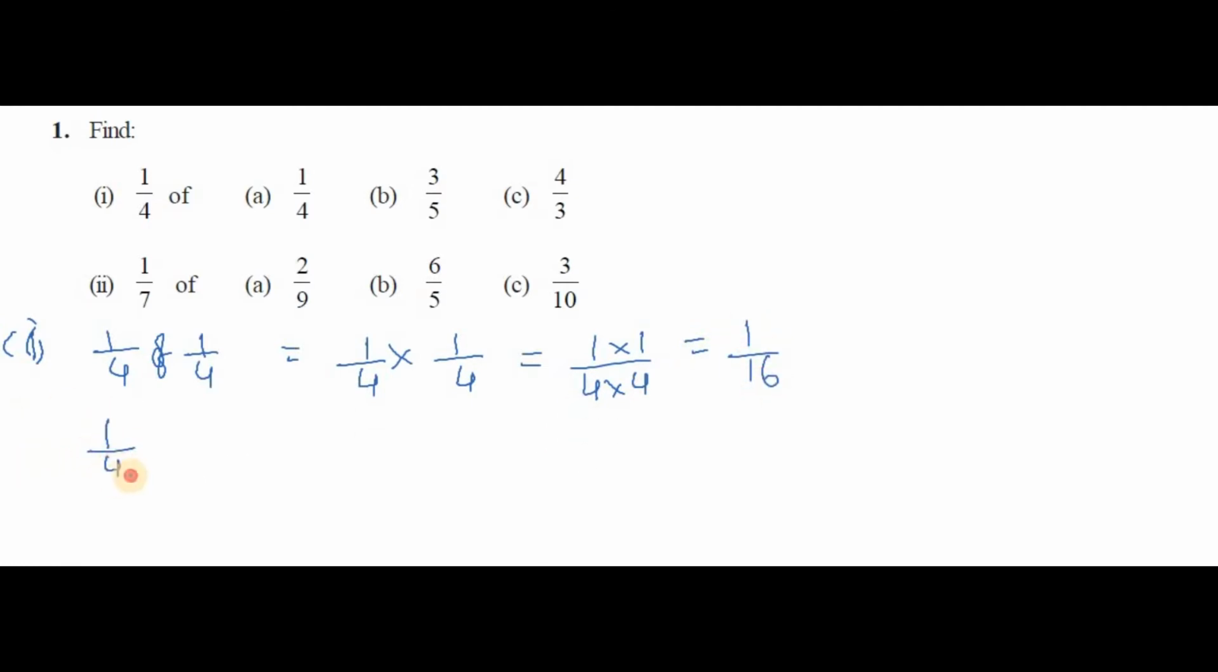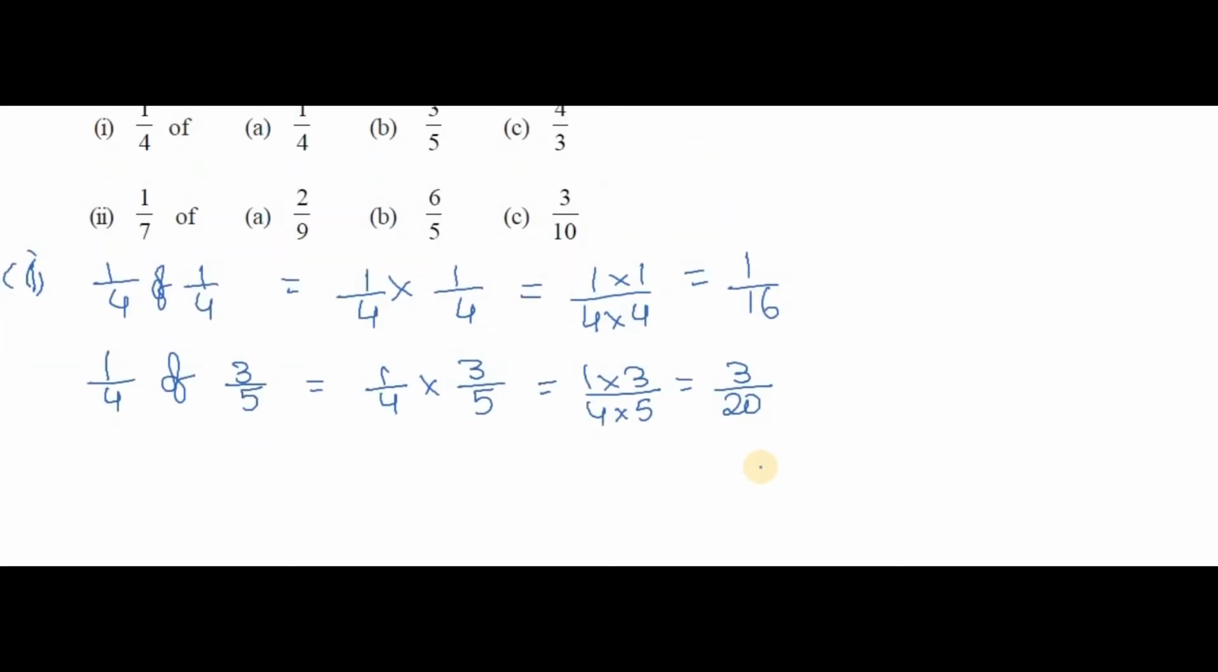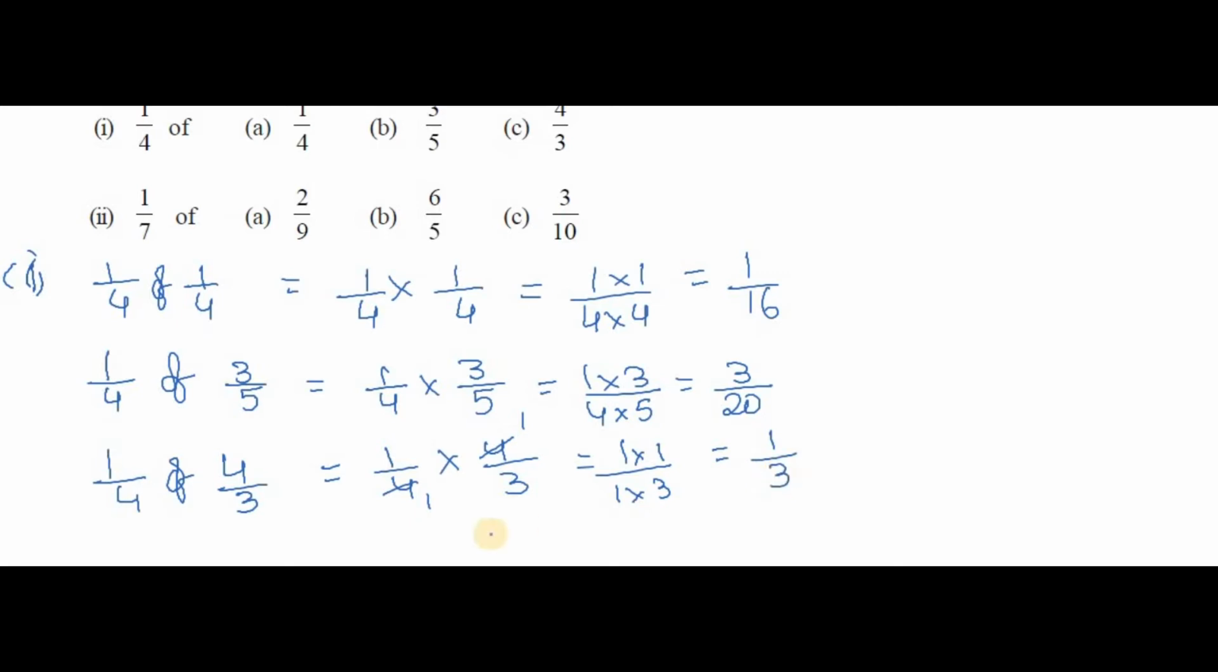Now in the same way we will go for the second one. 1 by 4 of 3 by 5, 1 by 4 into 3 by 5, 1 into 3 by 4 into 5. 1 3s are 3, 4 5s are 20. Next one, 1 by 4 of 4 by 3, 1 by 4 into 4 by 3, and the 4 table will cancel, 4 1s are 4, 4 1s are 4. Now multiply numerators and denominators, 1 into 1 by 1 into 3, that is nothing but 1 by 3.